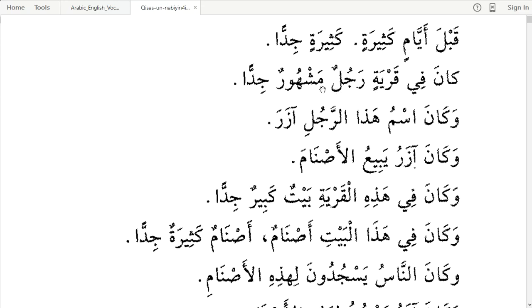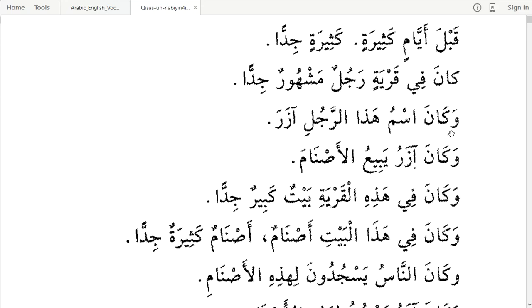And so rajulun and then mashhurun. Mashhurun is the sifa, or the adjective describing rajul, and rajul is called the mawsuf. So rajulun would be the mawsuf, mashhurun would be the sifa. Now in Arabic it's kind of the opposite of English. In English the adjective comes before the noun it describes. In Arabic the adjective comes after the noun. So rajulun mashhurun and then jiddan, so very. So a very famous man was in a village, or lived in a village.